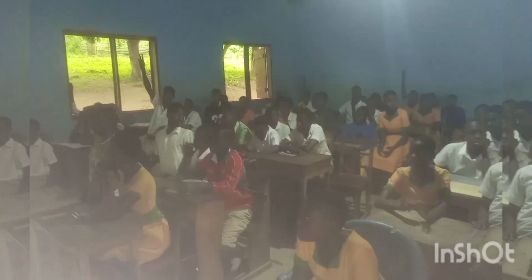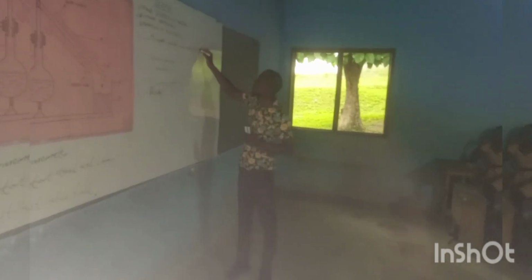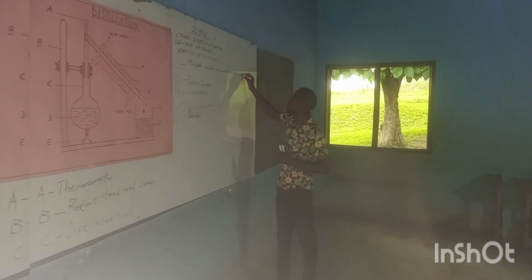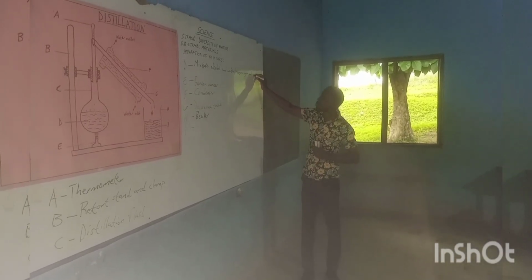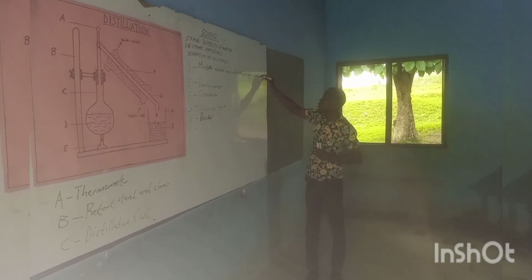Which other mixture can we separate using that method? Yes, mixture of sugar and alcohol. Okay. Alright. Mixture of sugar and alcohol. I'll write that for you.